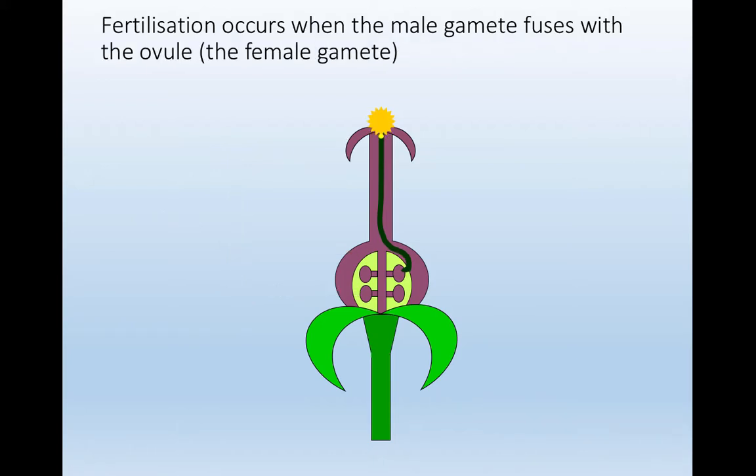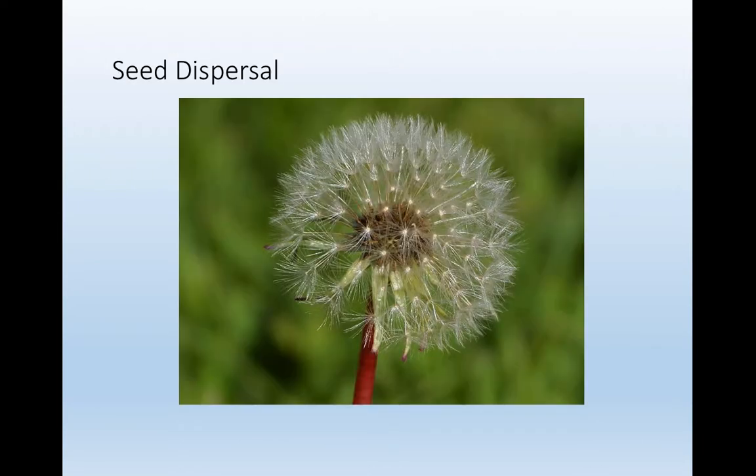Also, the stigma is sticky here, so once they land, it will collect the pollen. Fertilization occurs when the male gamete fuses with the ovule. So once they fuse, that's when fertilization occurs. We'll look at that a little bit later. What is going to occur is that the stigma here is kind of sticky.